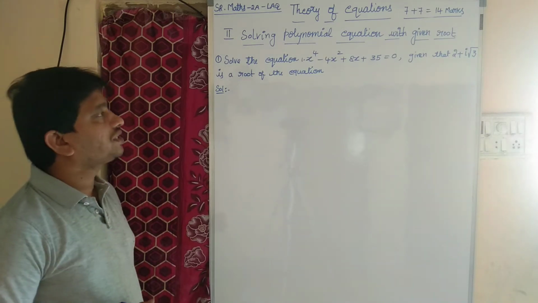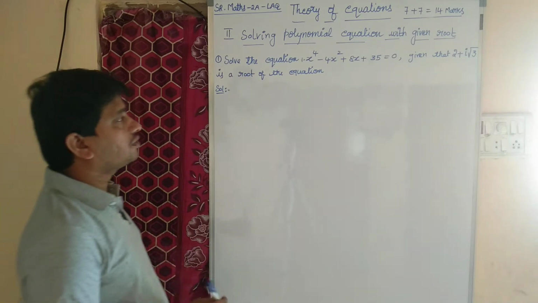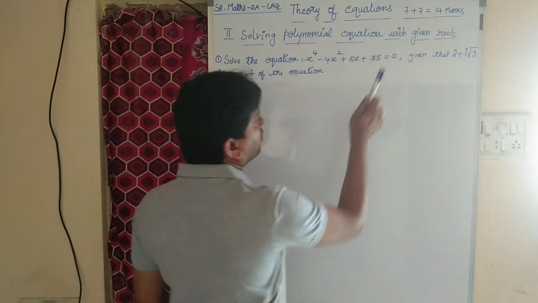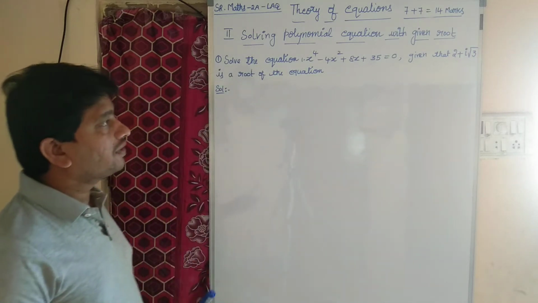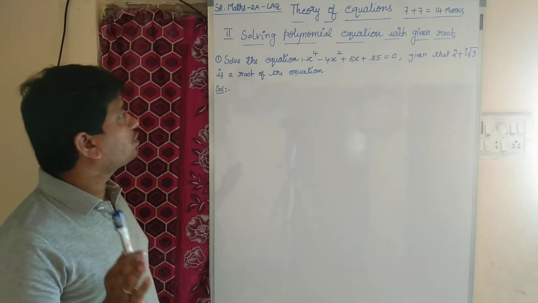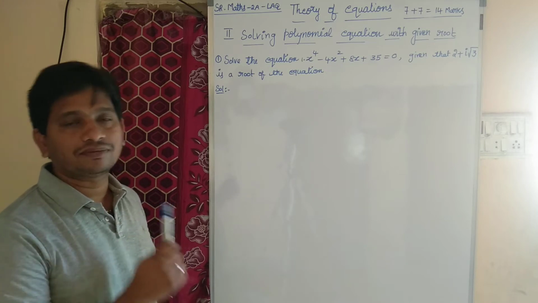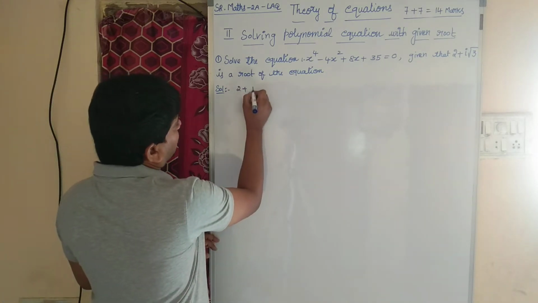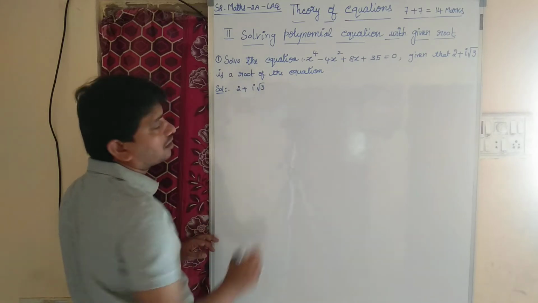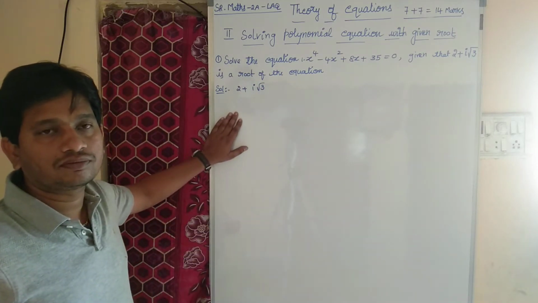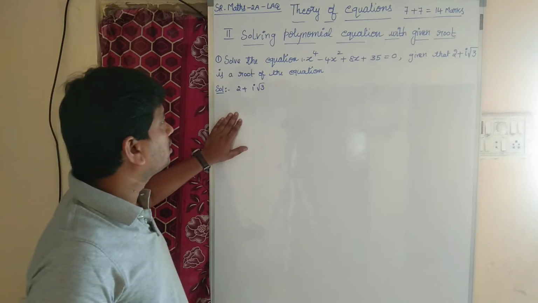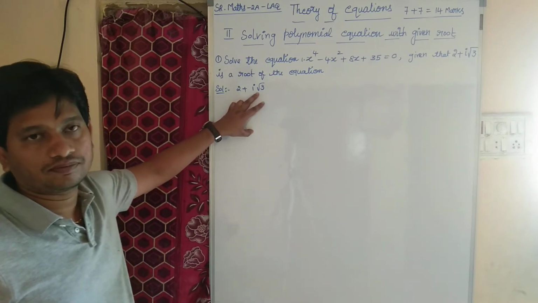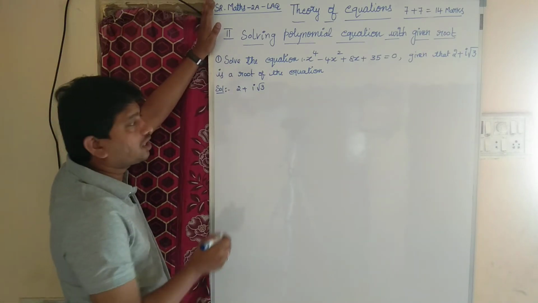Solve the equation x to the power of 4 minus 4x square plus 8x plus 35 equal to 0, given that 2 plus i root 3 is a root of the equation. As it is given, 2 plus i root 3 is a root of the equation. So you know children, 2 plus i root 3 is called an imaginary root. Why do we call it an imaginary root?